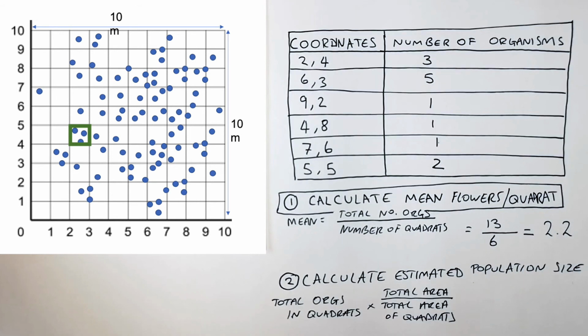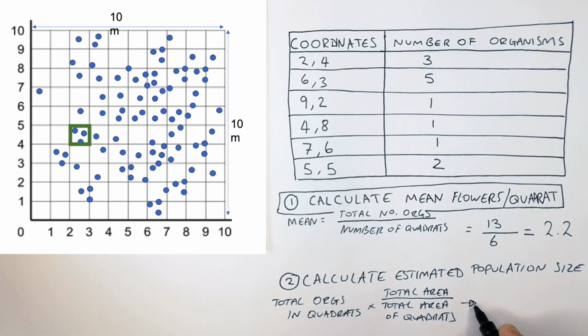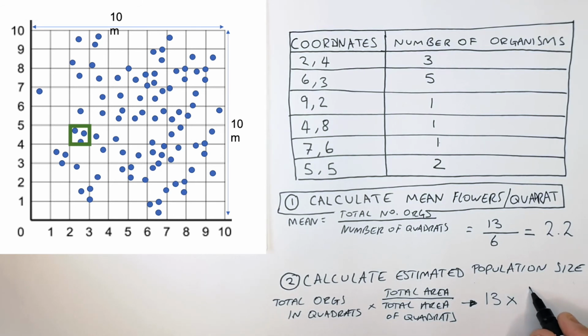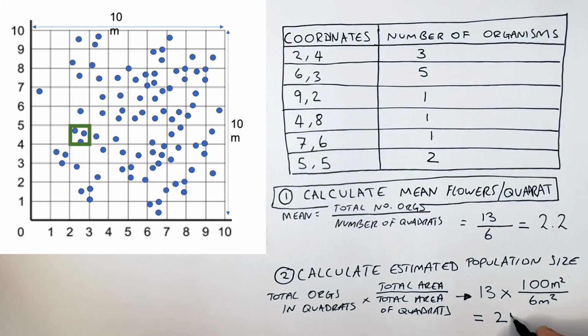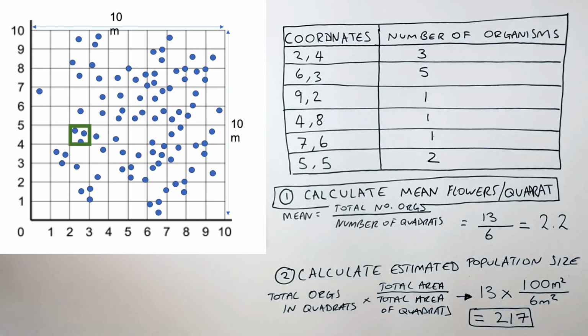You then use the equation, total organisms in the quadrats times total area divided by total area of the quadrats. So the quadrats are 1 by 1 meter. So the answer to this is 13, which is the total number, times 10 times 10 meters, which is the total area of the field, which is 100 meters squared, divided by the total area of the quadrats, which is 6 meters squared. That'll give you an answer of 217 flowers is the estimated population size of this field.